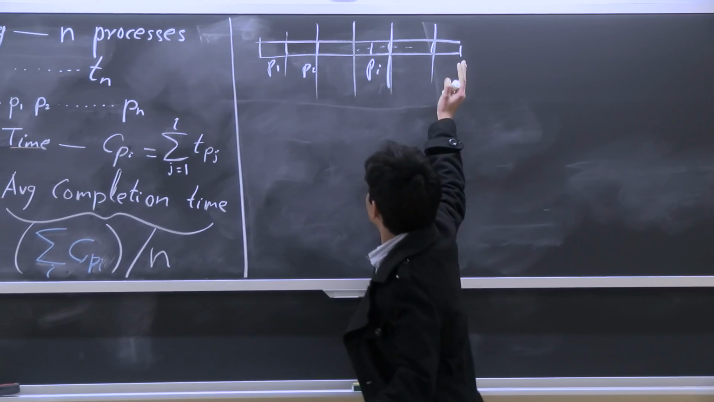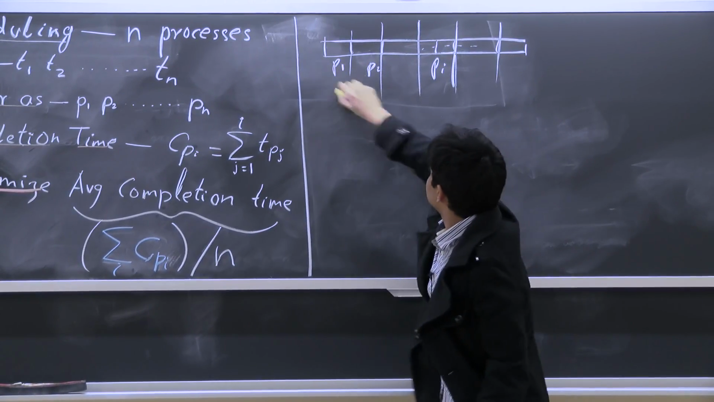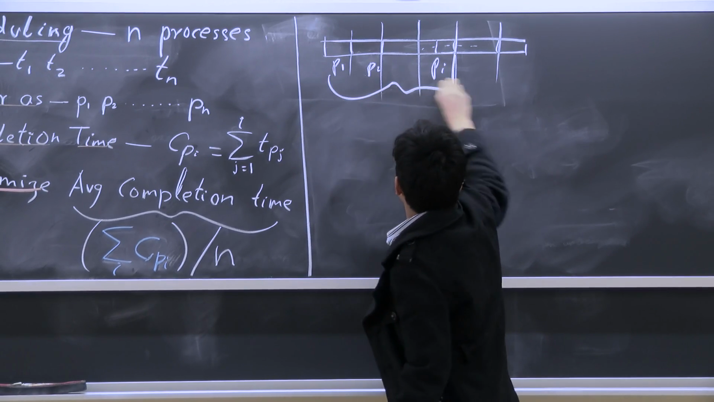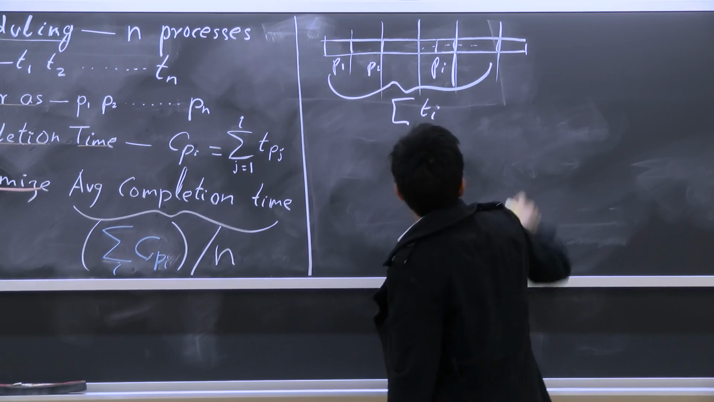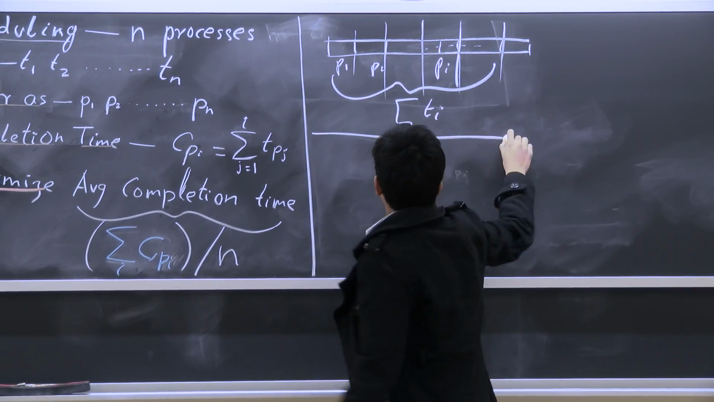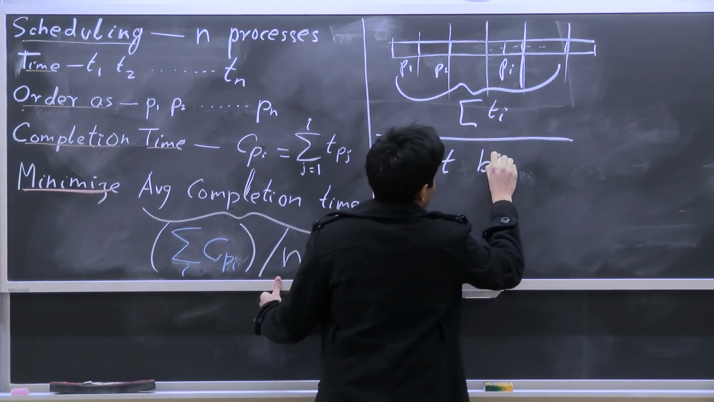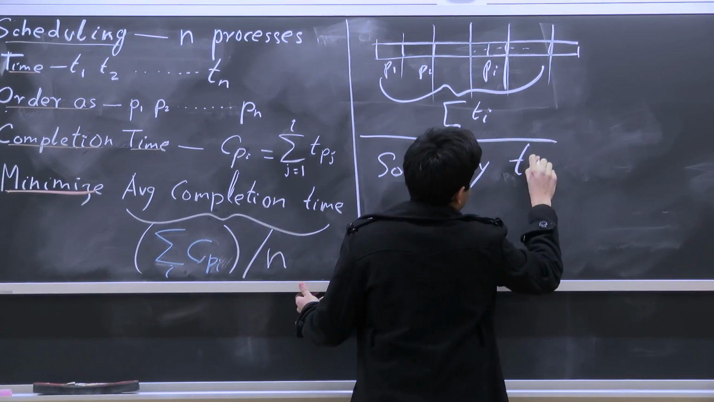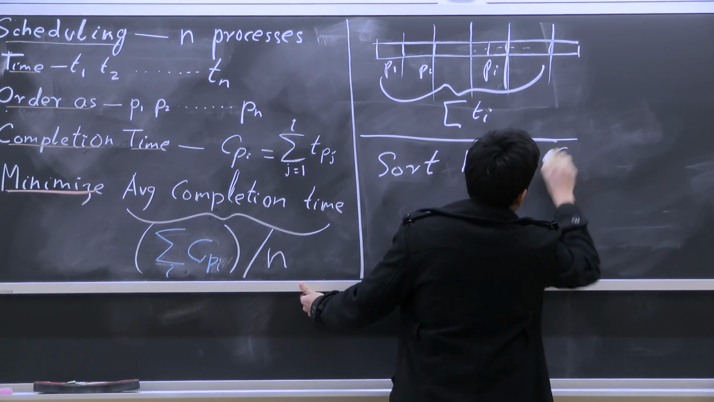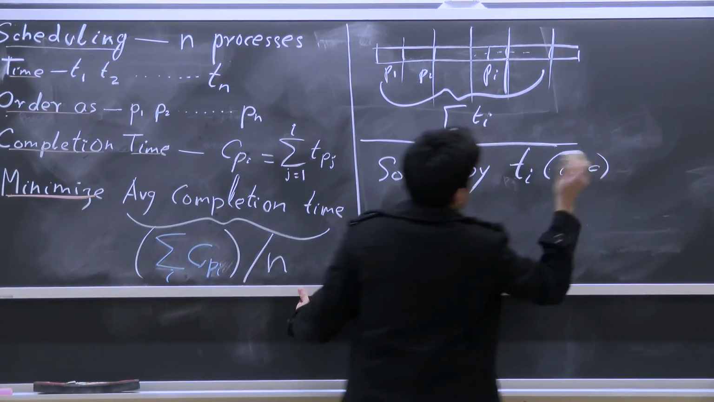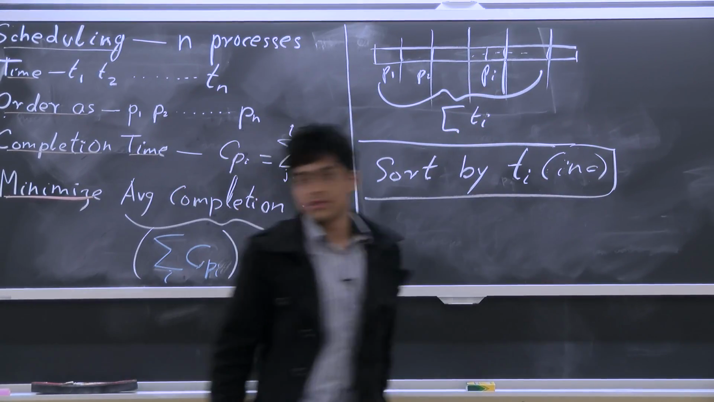So you basically want to scrunch these lines towards the beginning so your average is smaller. Note that this total length is always constant. It's the summation over all Ti. So okay, this is a strategy. Again, sort by Ti in increasing order, and that's it, basically. So this is your algorithm: sort by Ti, and run the processes in that order.